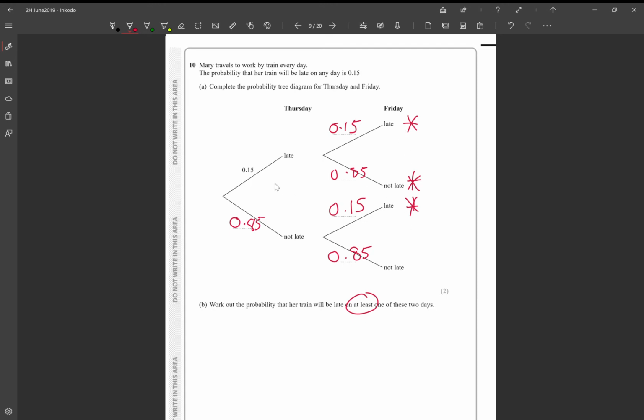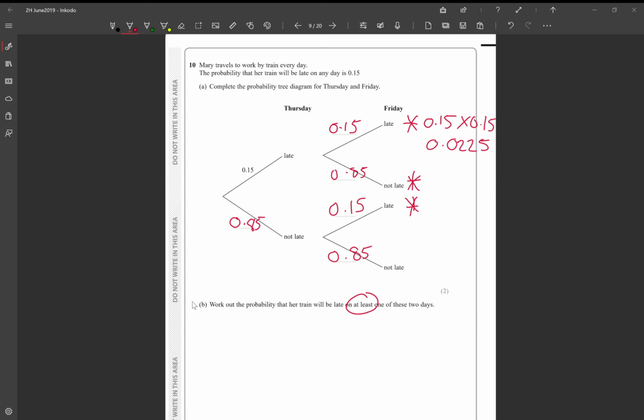And to work out the probability of it being late both days, you'll do 0.15 times 0.15. When it's that and that happening, you're always multiplying. So 0.15 times 0.15 equals 0.0225. And then 0.15 times 0.85, so 15% chance followed by an 85% chance.